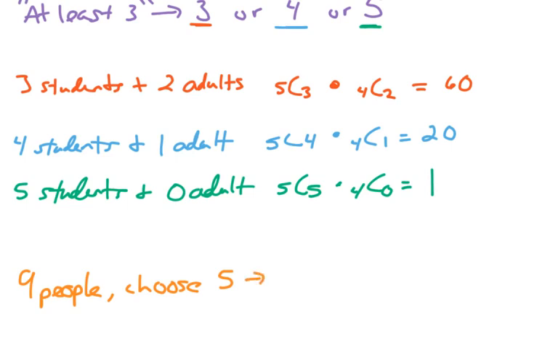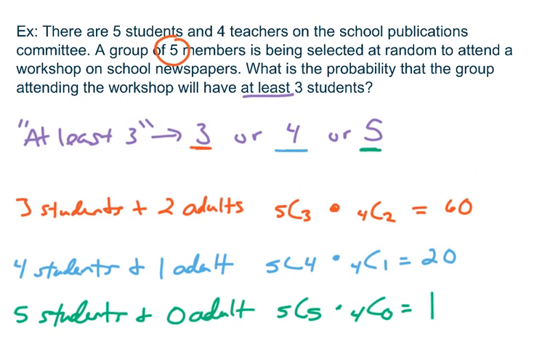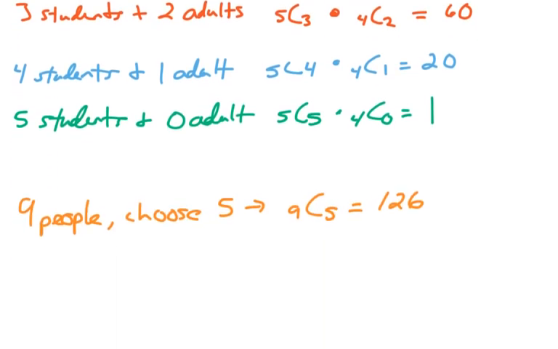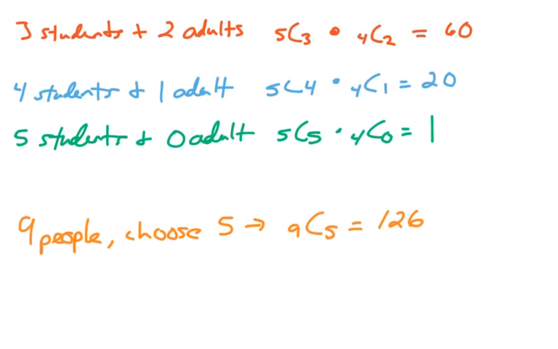We're not defining the number of students versus the number of adults. So we're just going to do 9C5. When you do this one in your calculator, you are going to get 126. So there are 126 different ways to pick 5 people out of this group of 9 on the committee to go to this workshop. But we're looking at the specific situation where we have 3 students, 4 students, or 5 students. And since we're going to add these together, this is the denominator for all 3 of these fractions. So we're going to do this.